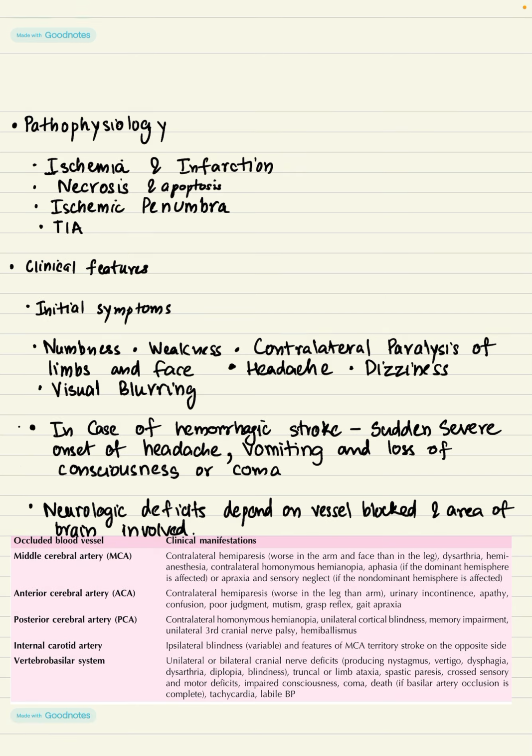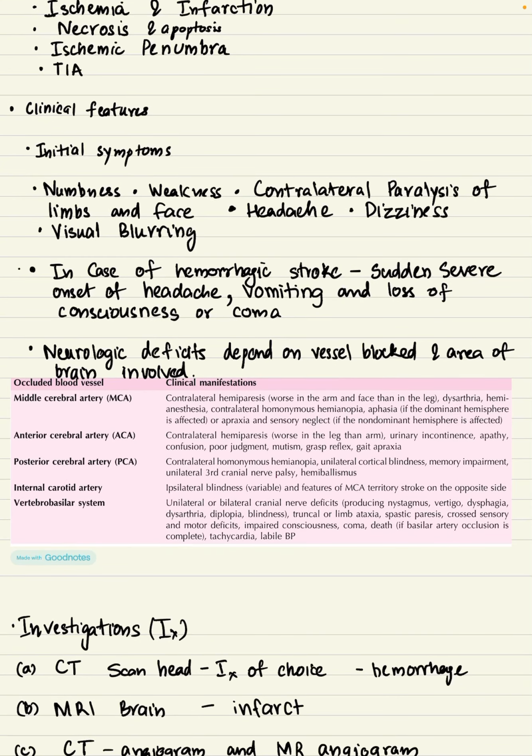In case of middle cerebral artery, contralateral hemiparesis, hemianesthesia, dysarthria, contralateral homonymous hemianopia, aphasia, or apraxia and sensory neglect are the features. In anterior cerebral artery, contralateral hemiparesis, which is worse in the leg than the arm, urinary incontinence, confusion, poor judgment, mutism are seen. Posterior cerebral artery shows contralateral homonymous hemianopia, unilateral cortical blindness, memory impairment.